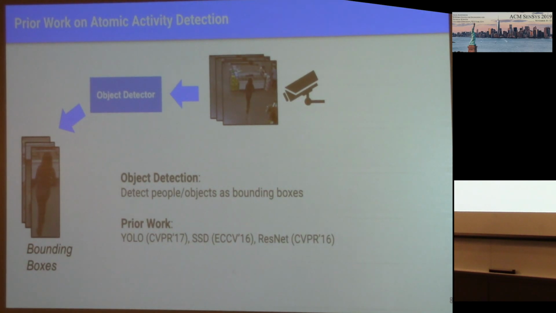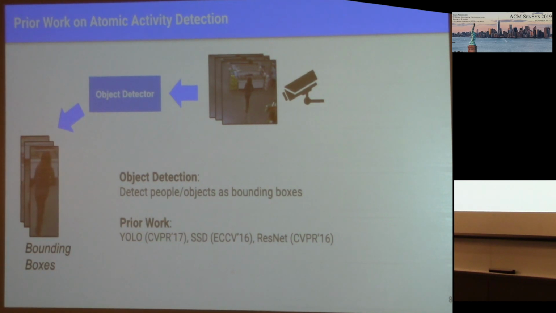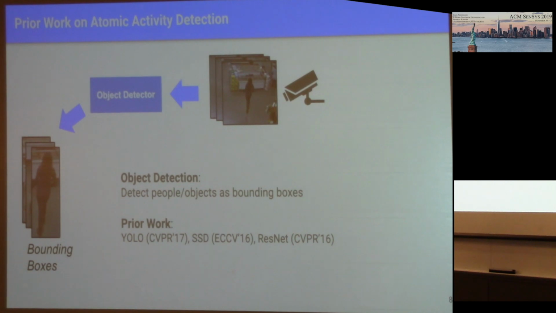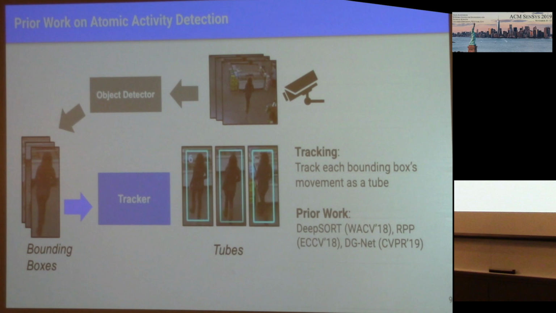Before going to complex activity, let's look back at today's approach for atomic action detection. The first step is object detection: given a video feed, the detector outputs the bounding box of each object in these frames. The next step is tracking. Given the bounding boxes of objects, the tracker will form the same person's boxes into a tube, and this tube describes the person's movement over the current time.